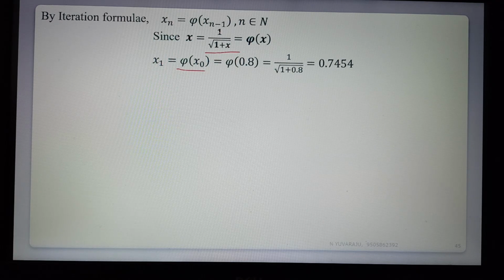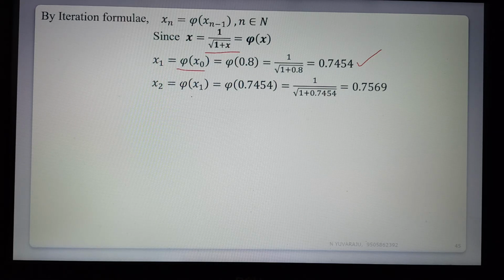So phi of x is 1 by root of 1 plus x, and in place of x, substitute 0.8. After simplification we get 0.7454. Then x2 is equal to phi of x1, substituting here 0.7454, that is 1 by root of 1 plus 0.7454. After simplification we get 0.7569.